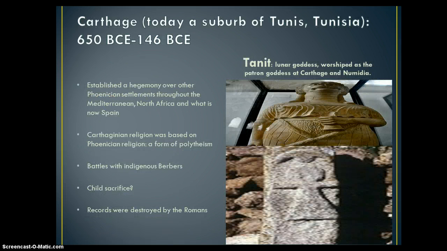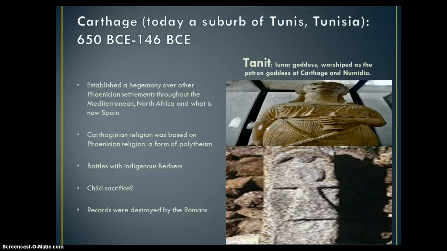In any case, Carthage is, by the way, Tunisia. Okay, that's where it's located. It established a hegemony over other Phoenician settlements throughout the Mediterranean, North Africa, and what is now Spain. The religion was based on Phoenician religion, a form of polytheism. They battled with the indigenous Berber peoples.